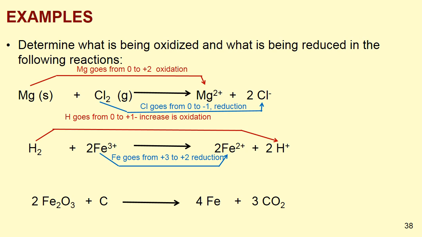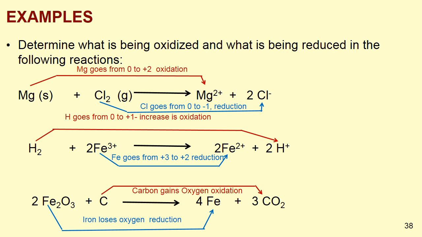All right, finally the last one. Now you can see that there are no charges, but we do have oxygen, so we can follow the oxygen. If we look on the left, the Fe is with the oxygen, and on the right, it's without the oxygen. So if something loses oxygen, then that is reduction. Oops, I got them backwards. Let's look at that. The carbon has gone from no oxygen to having oxygen, so that is oxidation. So carbon has gained the oxygen, oxidation, and iron has lost the oxygen, and so that is reduction.